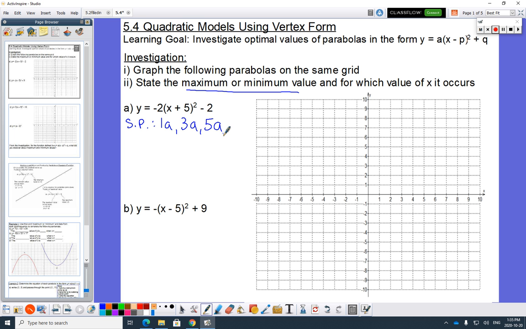And really, you can decide to, again, if you're like, I know the A value is -2, that makes my step pattern -2, -6, -10. You can go right to that. That's totally fine.